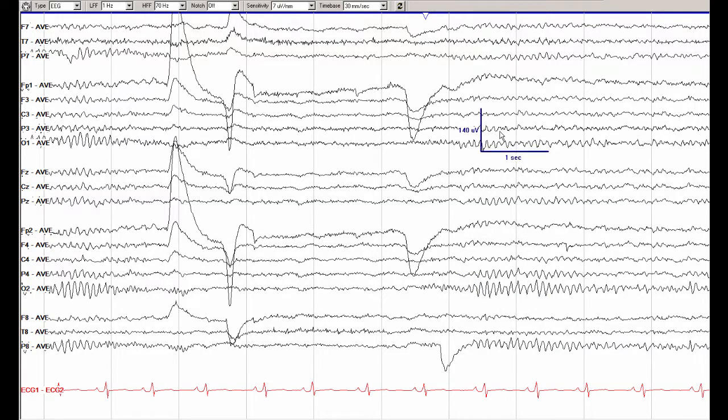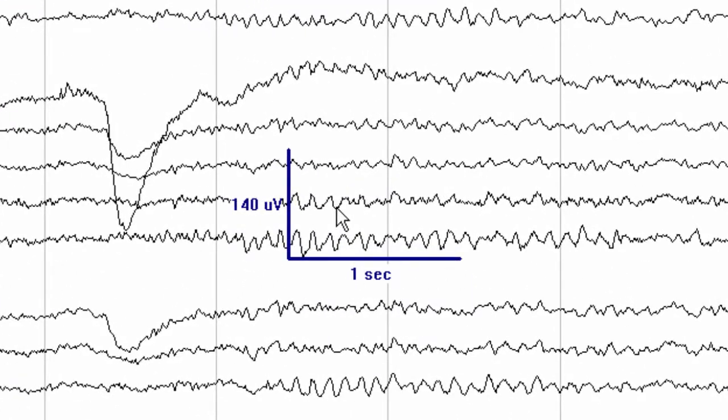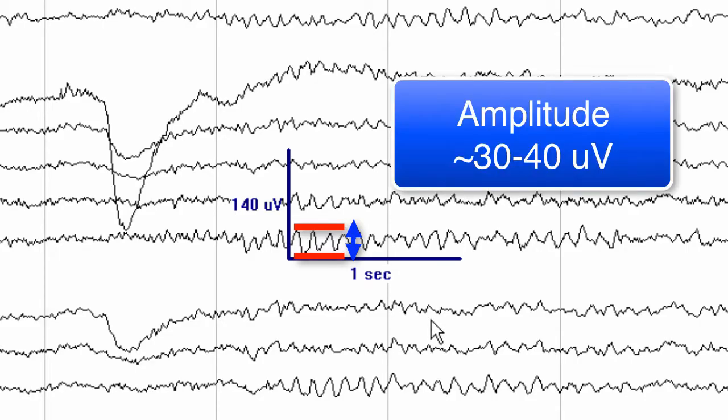Next, we will look at the symmetry of the alpha rhythm. To do this, we have to shift our scale legend to the left hemisphere and measure the amplitude of the alpha rhythm on the left. Here I have put the scale legend adjacent to O1. You can see that if we measure the amplitude from the lowest to highest point on the waveform, it takes up approximately 1/4 of the scale legend. Therefore, the amplitude is approximately 30 to 40 microvolts.